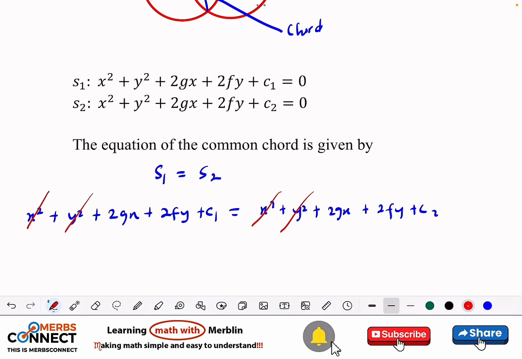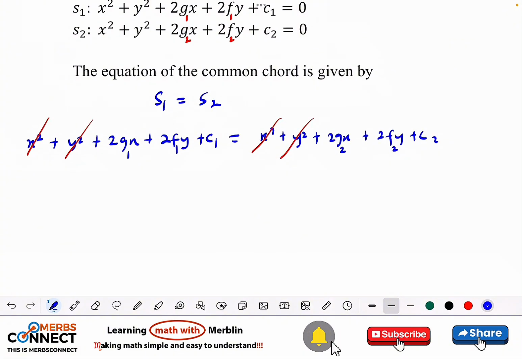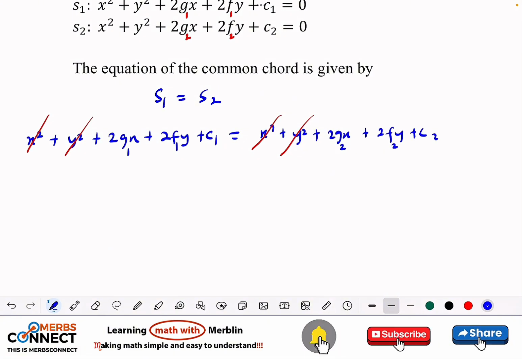So what I'm going to do is let me make this one g1 f1 and then g2 f2, right? So that we don't cancel everything down. So this one will be 1, this one will be 1, this one will be 2, this one will be 2, because we are going with x2 and y2. So the only terms that are not changing are x and y, right?